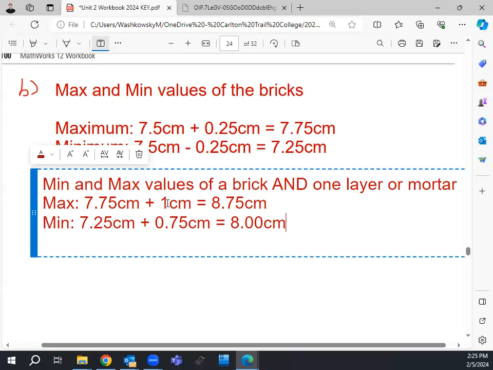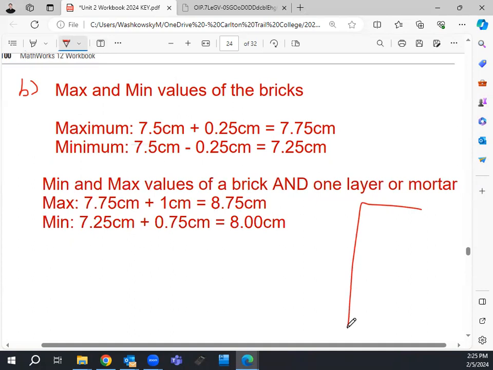Okay, so I know how big the wall needs to be, right? I have my big wall here, and now I know if I take the smallest combination, the minimum amounts, I could just go up 8 centimeters, 8 centimeters, 8 centimeters, 8 centimeters. I could just go all the way up until I get to that 2.4, right? The other way around is I could also go up 8.75, 8.75, 8.75, 8.75.